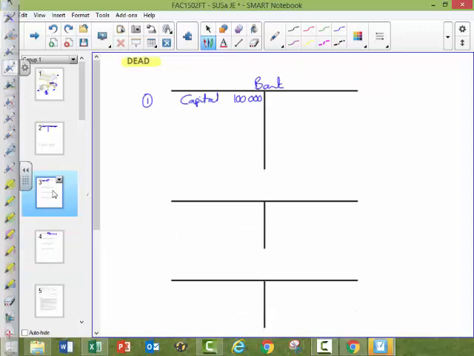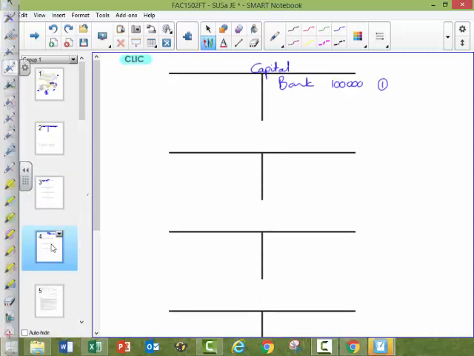On your phone you've got my name, and on my phone I've got your name. Do not phone yourself. Don't write bank in bank, because then that's sad. You don't phone yourself, and you don't write capital in capital. The contra account, the other account.